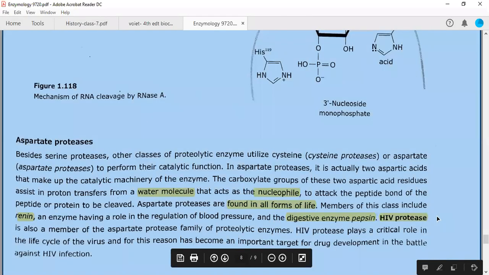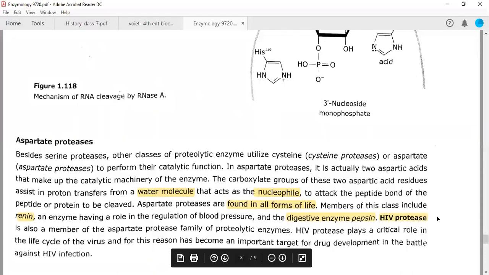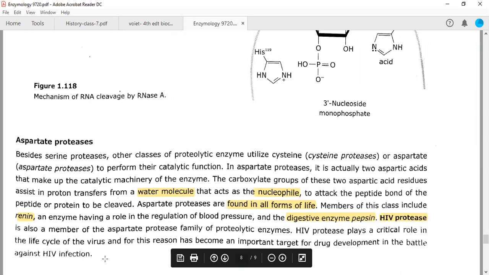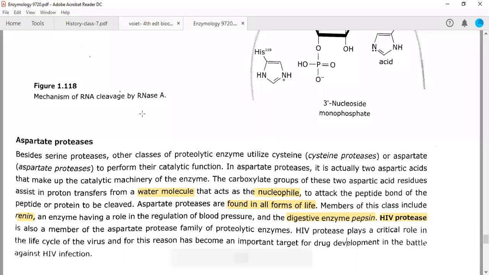If you know why this class is important, if you know the mechanism of aspartate proteases, you are able to design some important drugs. So, the drug development in the battle against HIV infection. Therefore, these mechanisms are important to consider. Now there are two enzymes we have discussed. One is renin, one is pepsin. So let's look into the roles or the applications of these two enzymes so that you can remember. If you are not able to understand their applications or roles, then somewhere or somehow you will forget them.